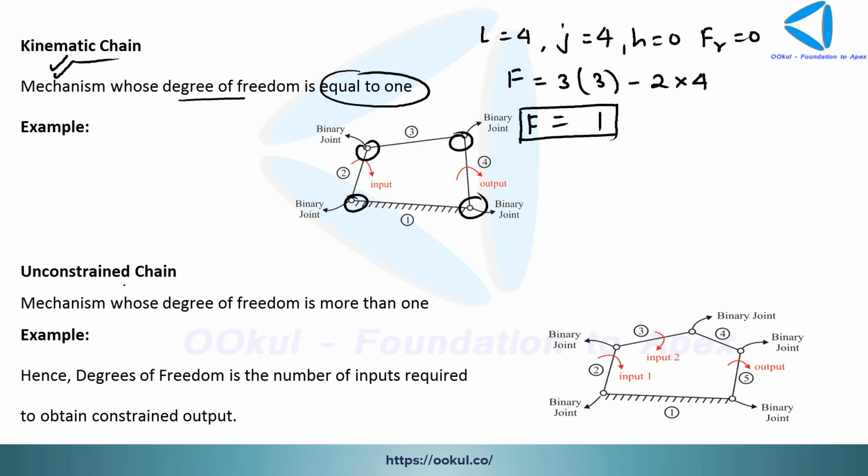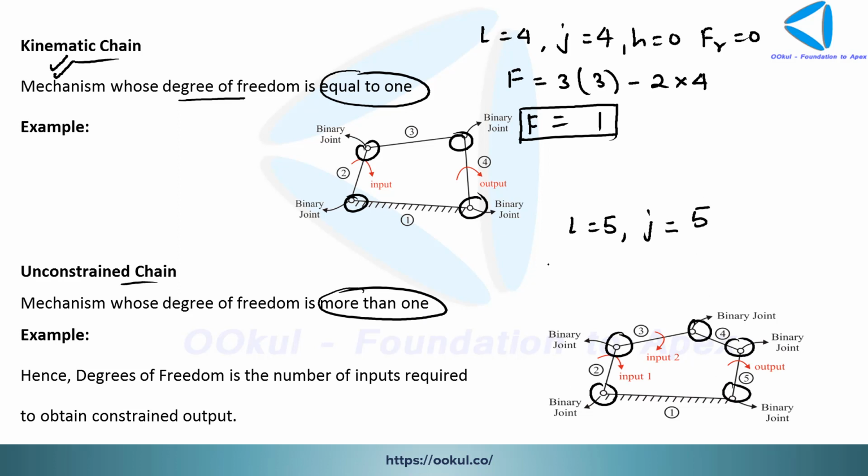Unconstrained chain: a mechanism whose degree of freedom is more than 1. Here you can see you have a total number of links as 5, and binary joints equal to 1, 2, 3, 4, 5. So these are 5, H is equal to 0, FR equal to 0. So using the Kutzbach equation, 3 into (L minus 1), that is 4, minus 2 into 5. So this is 12 minus 10, that is equal to 2. So for this mechanism, the degree of freedom is 2, which is greater than 1. So this mechanism is an unconstrained chain.